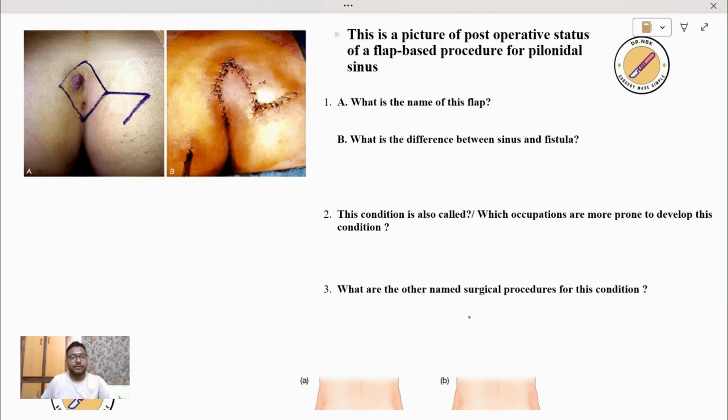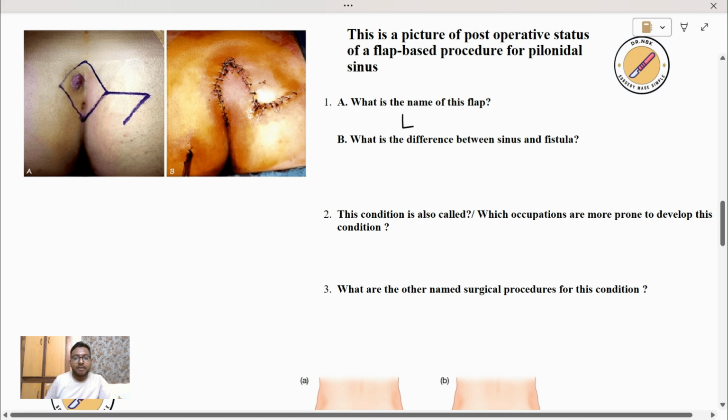The first one is, as you can see here, a picture which shows the postoperative status of a flap-based procedure for pilonidal sinus. The first question is, what is the name of this flap? It's a very important flap, which is nothing but a transposition flap. The name of the flap is Limburg flap.